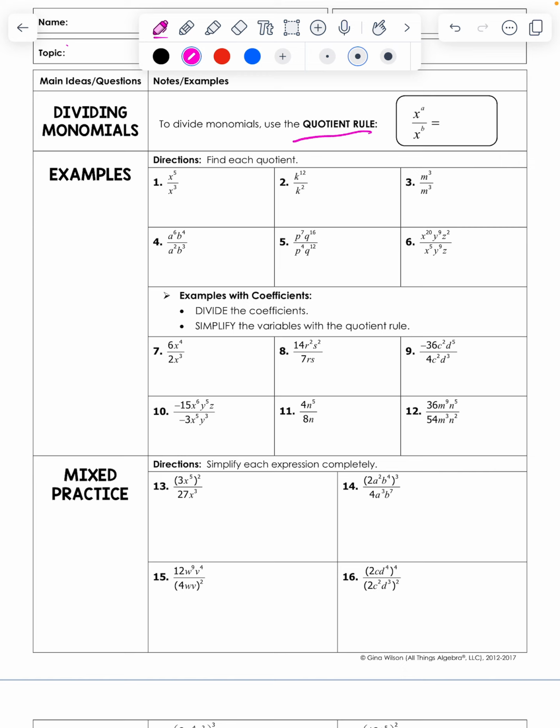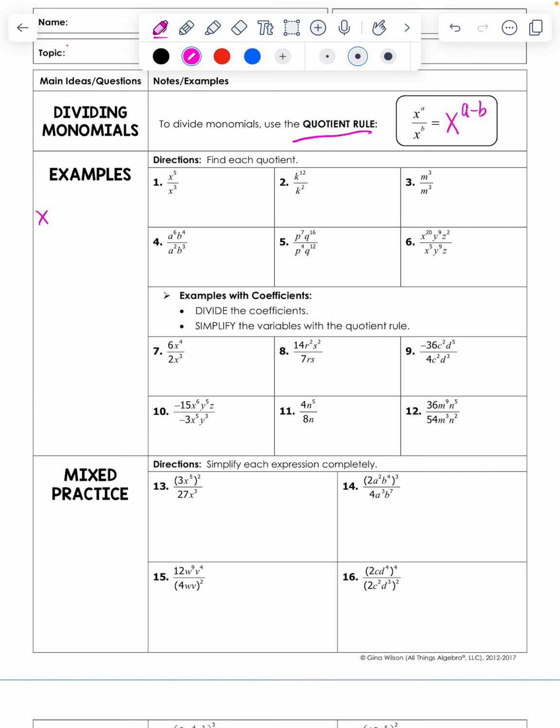We're going to be dividing using the quotient rule. The quotient rule says that if we're taking two exponential expressions like x to the power of a divided by x to the power of b, we do not actually divide the x's. We keep the bases of x the same, and what we do is we subtract the exponents. So this is like the opposite of the product rule.